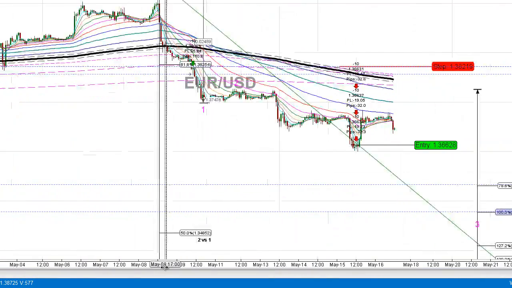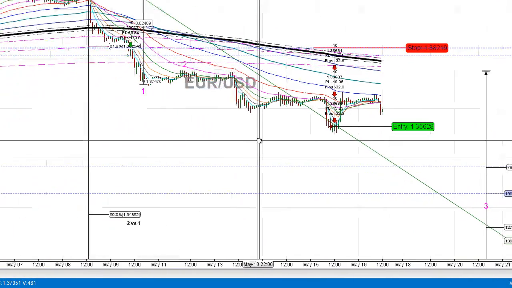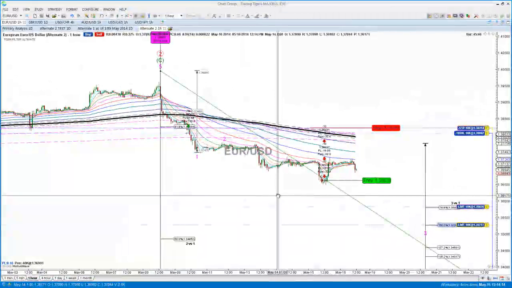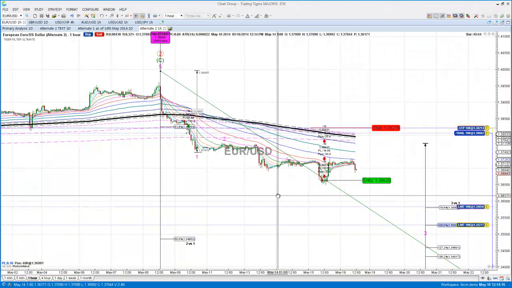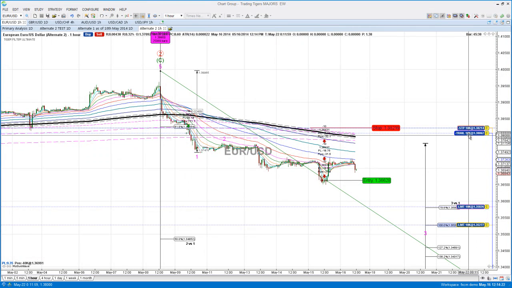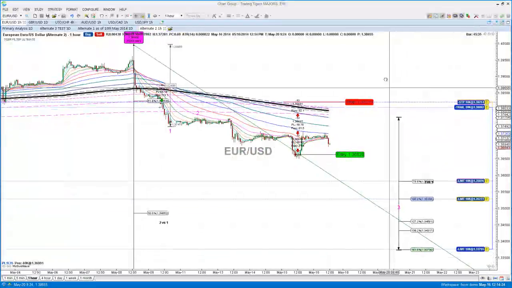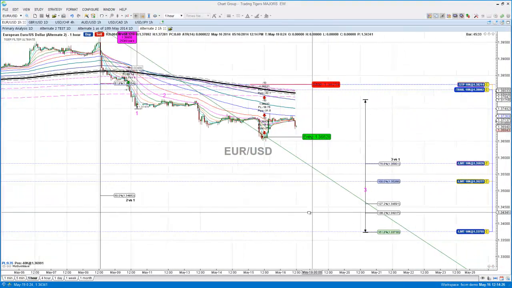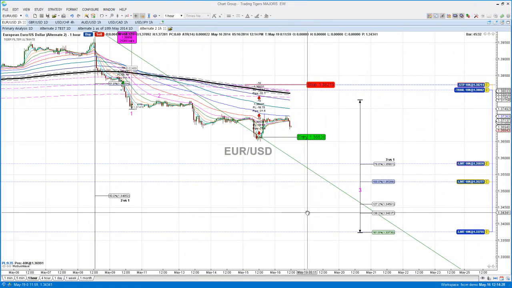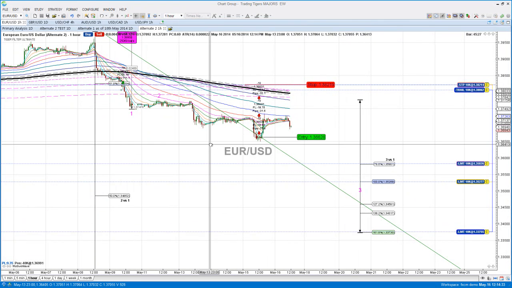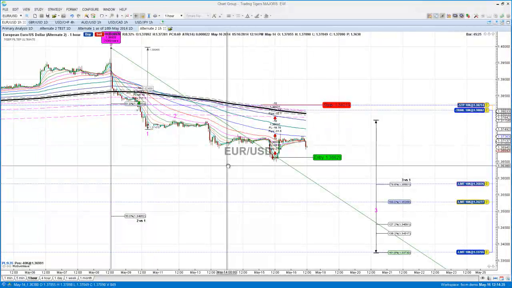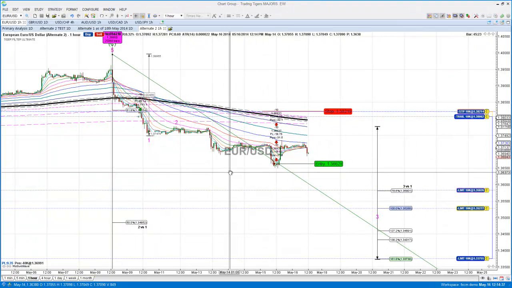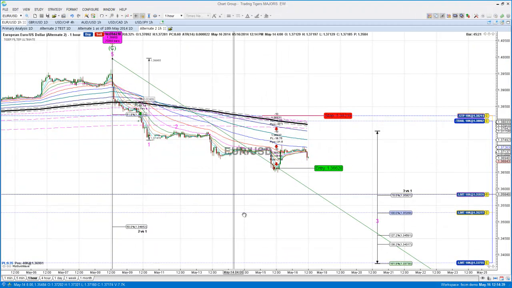We've entered a couple of trades as of yet. We're at 1.3628 with the stop at 1.3829, and we have a trailing stop also from the last trade, and our target levels are at 78.6, 100%, and 161.8. So far the trade is still keeping intact. The wave count is still intact.